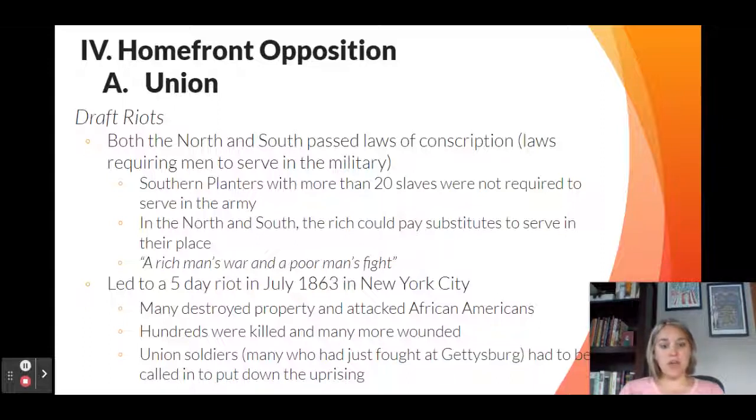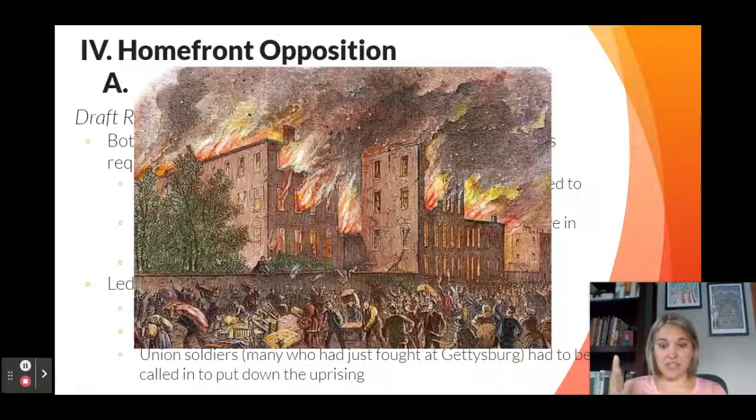So these tensions really rose to a climax in New York City. There was a 5-day riot where hundreds are killed and even more wounded. Many of the people targeted were African Americans. And it becomes so intense that Union soldiers who had just fought at Gettysburg had to be called in to put down the uprising. So these are some of the challenges that the Union had to deal with during the war. It would be wrong to assume that the North and the South were completely united in the cause that they were fighting. Here's an image from the New York City Draft Riots.